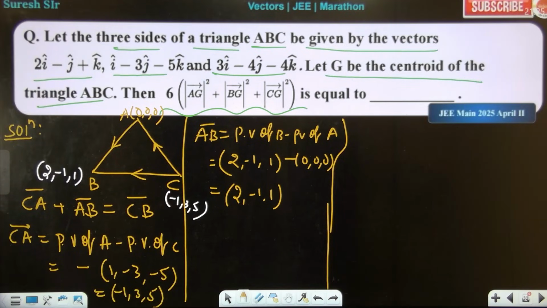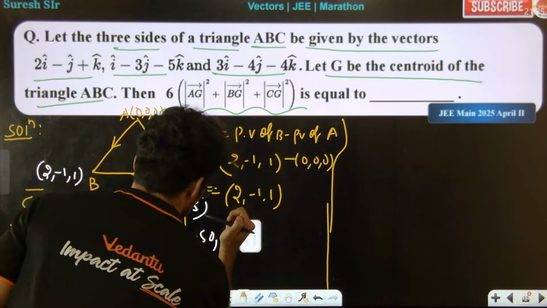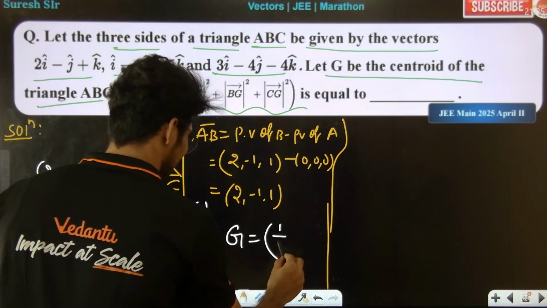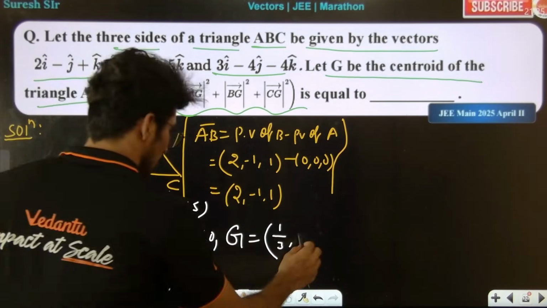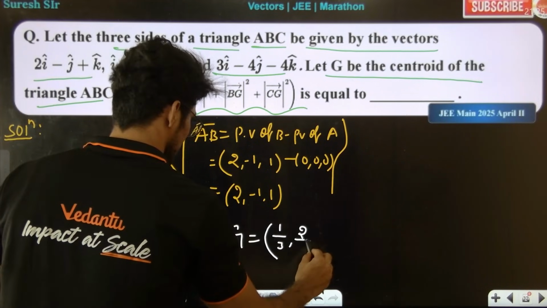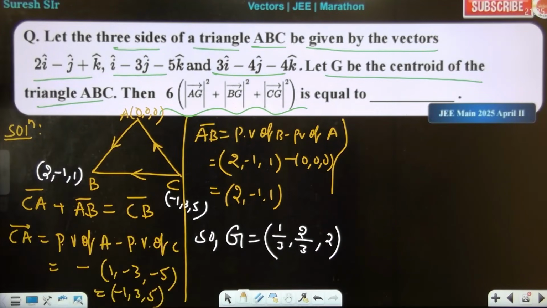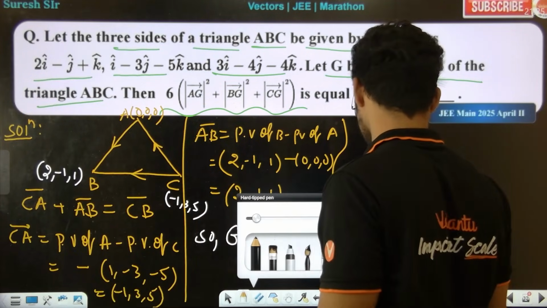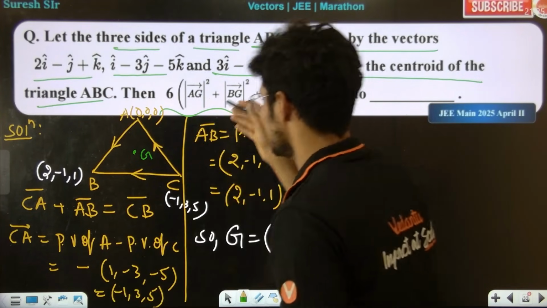Now what is G going to be, sir? G, centroid. Centroid is what, tell me? 0 plus 2 minus 1, so 1 by 3, yes or no? Wonderful. So 0 minus 1 plus 3, so 2 by 3. Next, 5 plus 1, 6 by 3, which is 2. So G is 1 by 3, 2 by 3, 2. What I need now is AG, BG, CG. So G will be somewhere here. Now tell me the AG value, BG value, CG value.